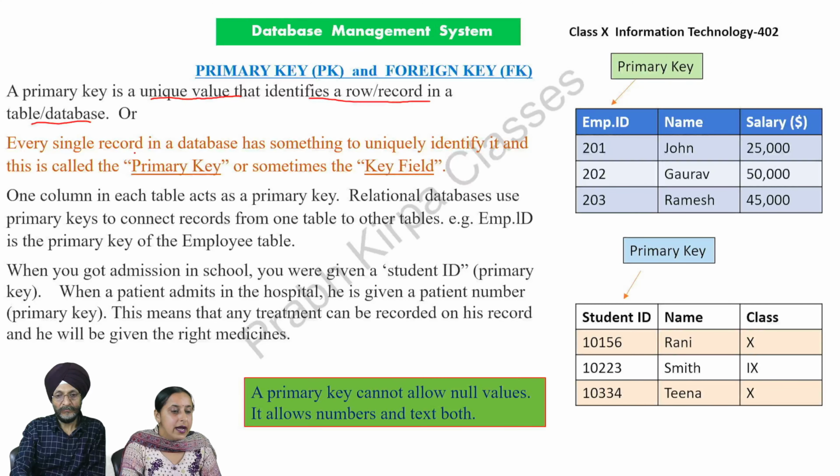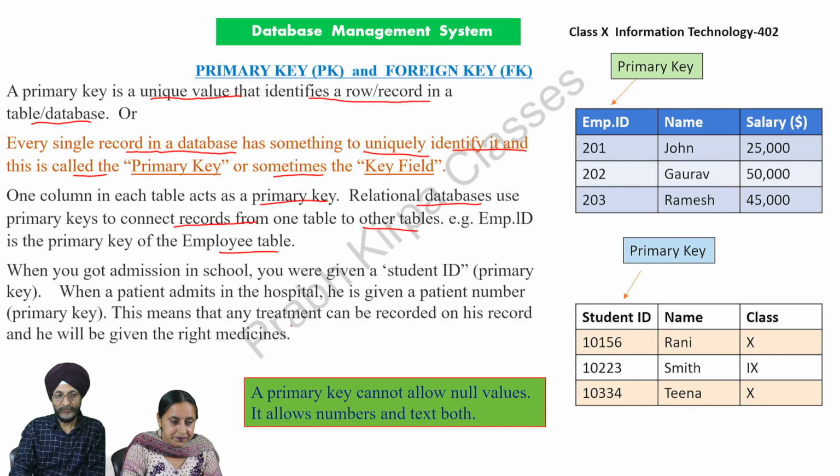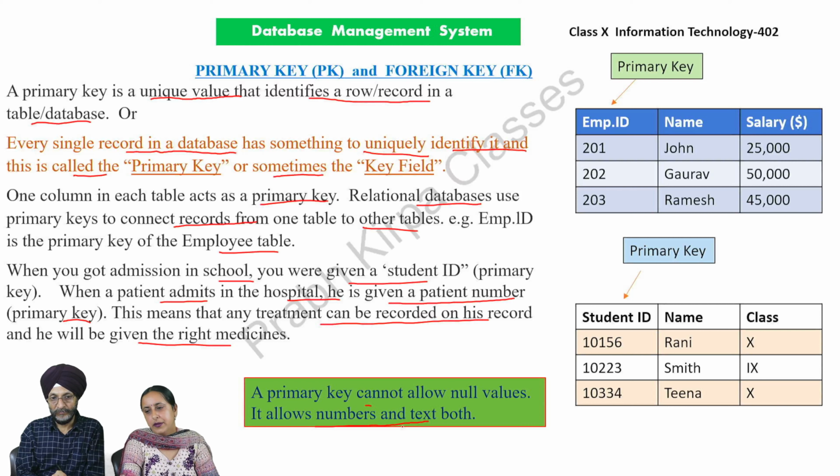Relational databases use primary keys to connect records from one table to other tables. For example, employee ID is the primary key of the employee table. When you got admission in school, you were given a student ID, the primary key. When a patient is admitted in the hospital, he is given a patient number, the primary key. This means that any treatment can be recorded on his record and he will be given the right medicines. A primary key cannot allow null values; it allows numbers and text both.